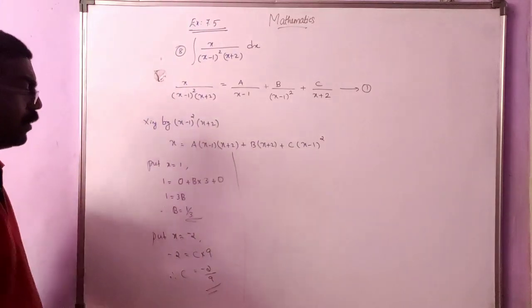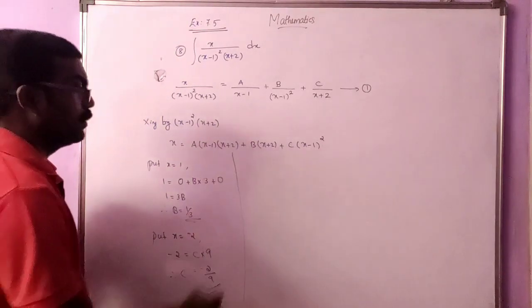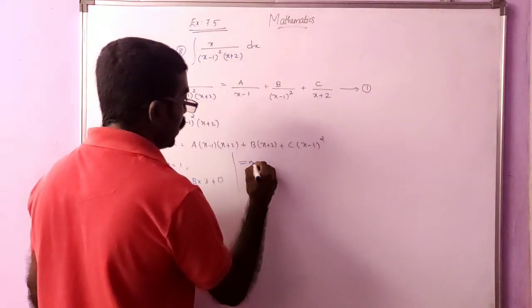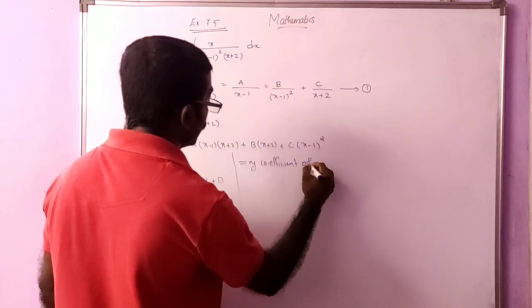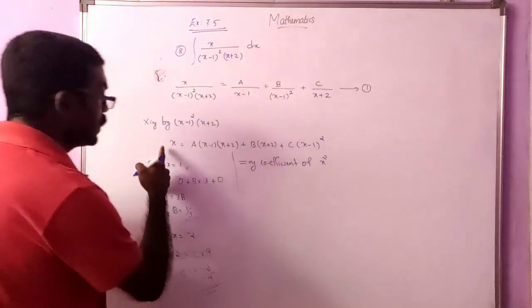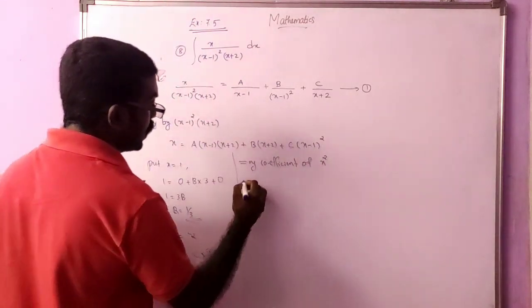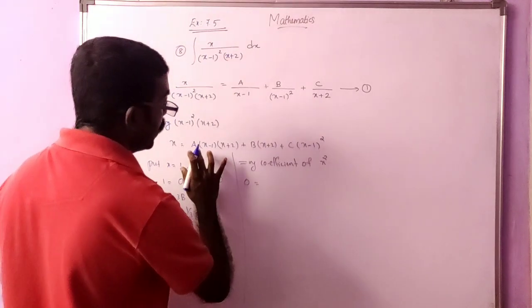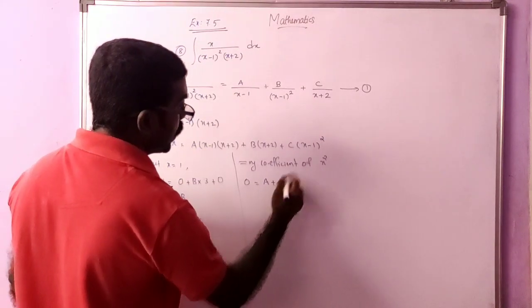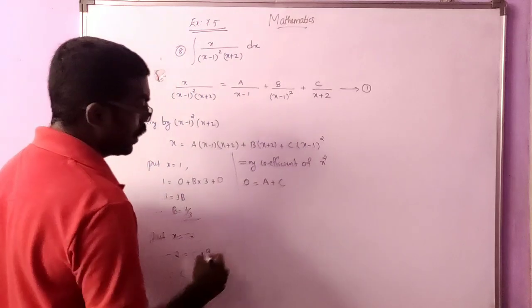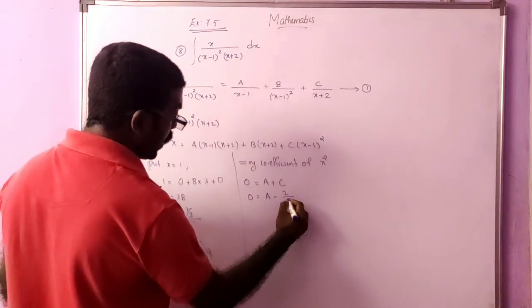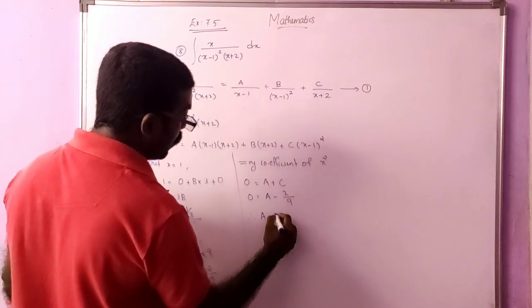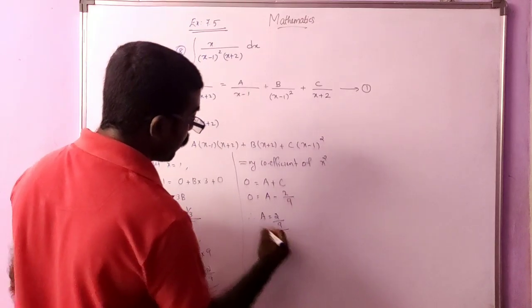Okay, now we can equate coefficient of x square. So equating coefficient of x square. Left side there is no term involving x square, so 0. 0 is equal to here a, then plus c. Okay, that is 0 is equal to a minus 2 by 9. Therefore a equal to 2 by 9.